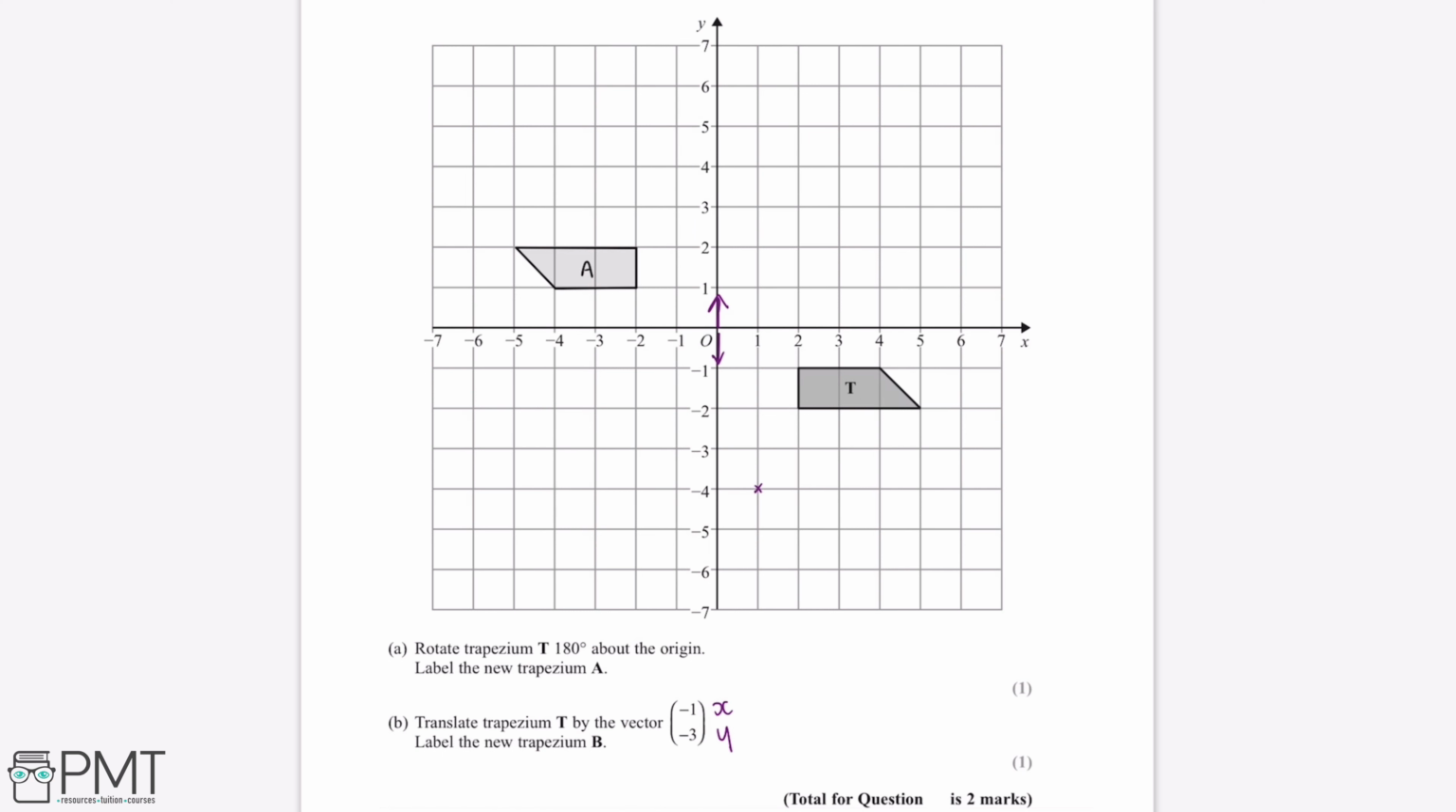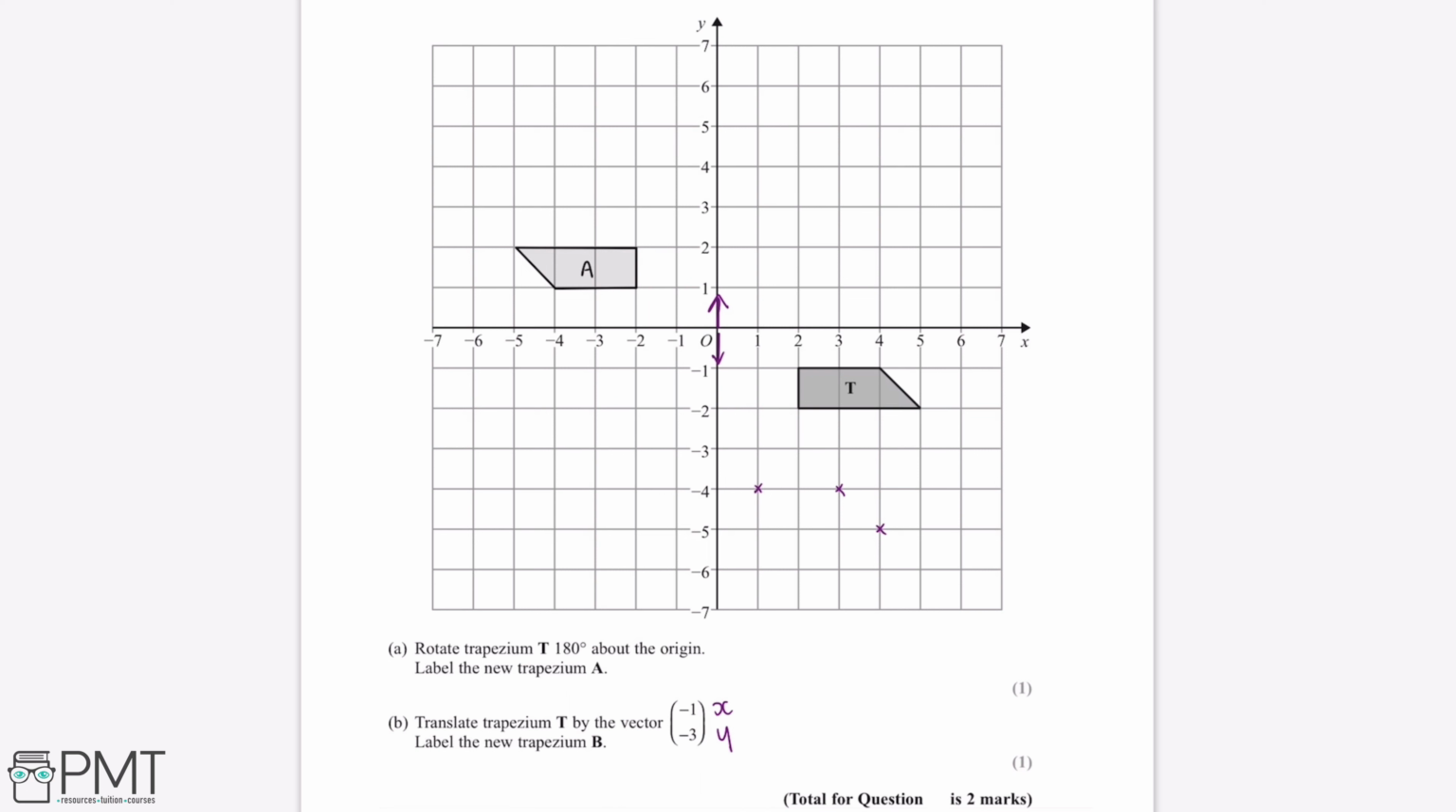Next, the coordinate 4, -1. So again we'll minus 1 from the x-coordinate and minus 3 from the y-coordinate, and this will give us the coordinate 3, -4. Next, 5 and -2, so minus 1 from the x-axis and then minus 3 from the y-axis, and this will give us 4, -5.